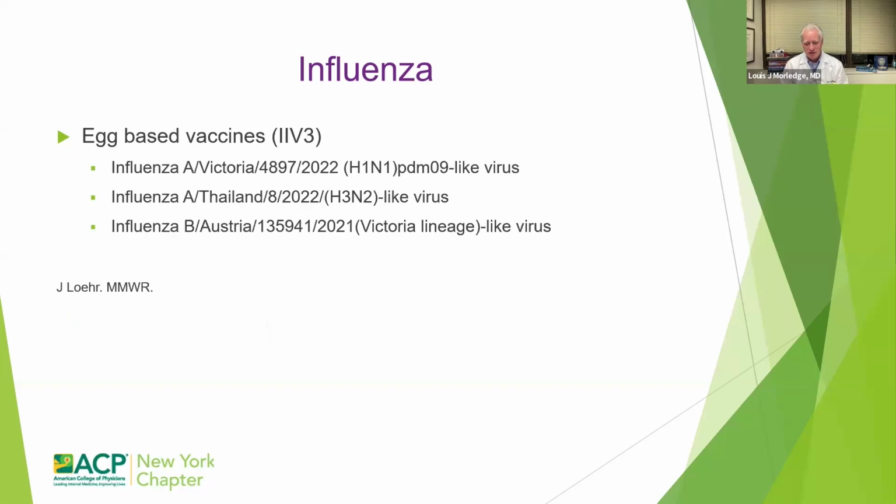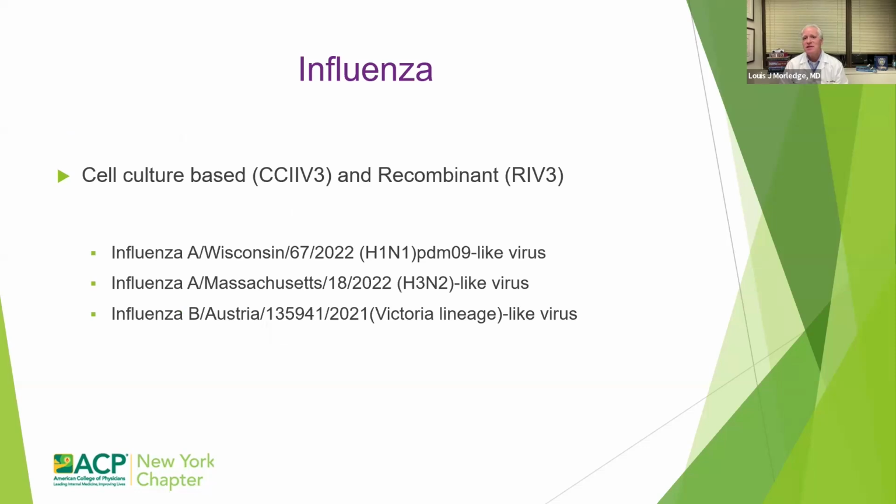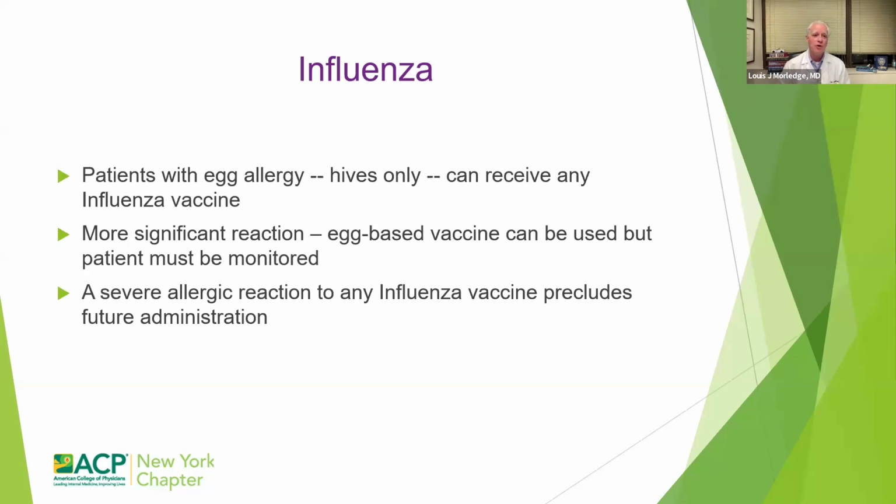There are several different vaccines to consider. The first would be the egg-based vaccines, once again with 3 strains. And each of these vaccines has an H1N1 influenza A, a H3N2 influenza A, and an influenza B included. Next slide. The culture-based vaccines, or the recombinant vaccines, also have 3 strains. As mentioned, it's going to be an H1N1 strain, a H3N2 strain, slightly different, and then finally an influenza B strain.